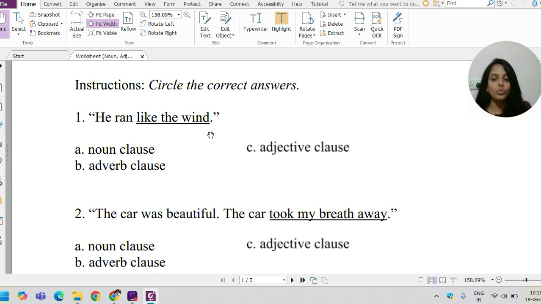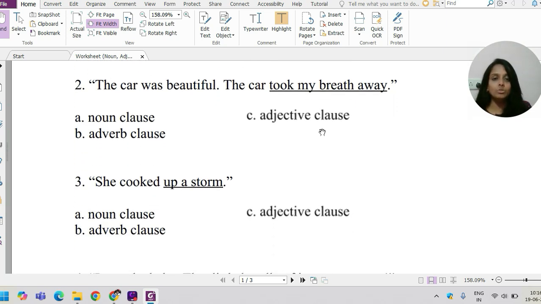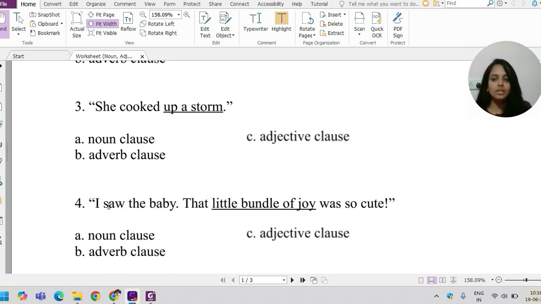He ran like the wind. So for this one, the answer is adverb class. Okay. The car was beautiful. The car took my breath away. So this one is an adjective class. She cooked up a storm. Adverb class.